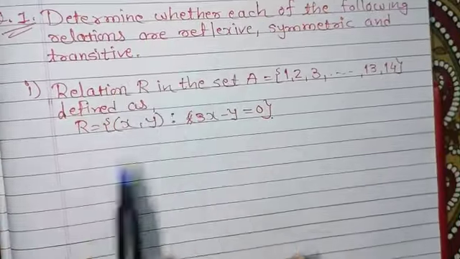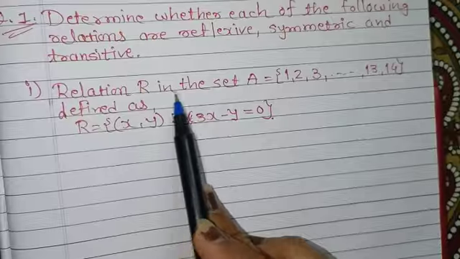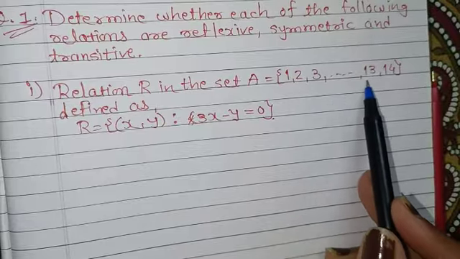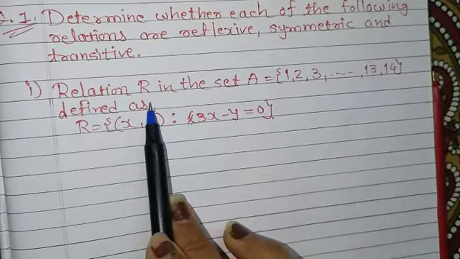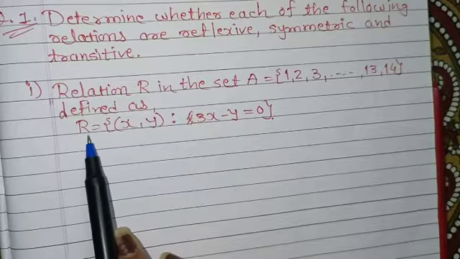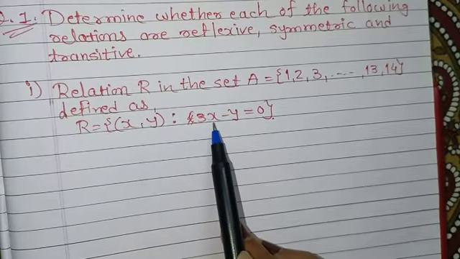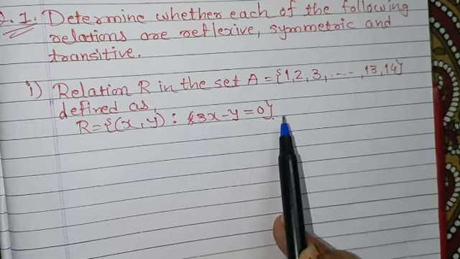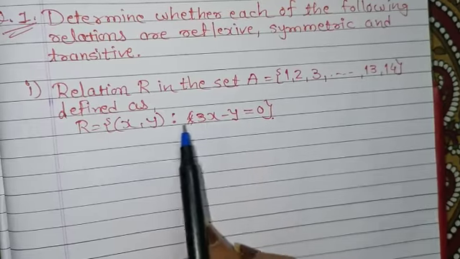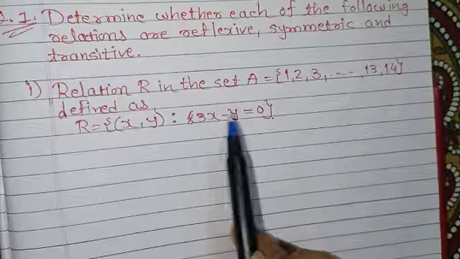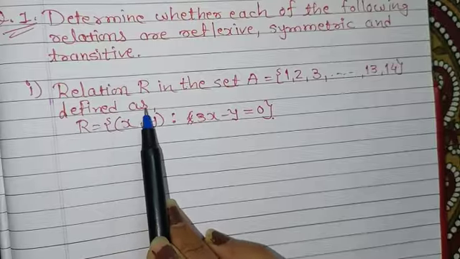The first one in question number 1 is the relation R in the set A equals {1, 2, 3, up to 13, 14}, defined as R equals {(x, y): 3x minus y equals 0}. We have to take values of x and y, and check whether this relation is reflexive, symmetric and transitive or not.